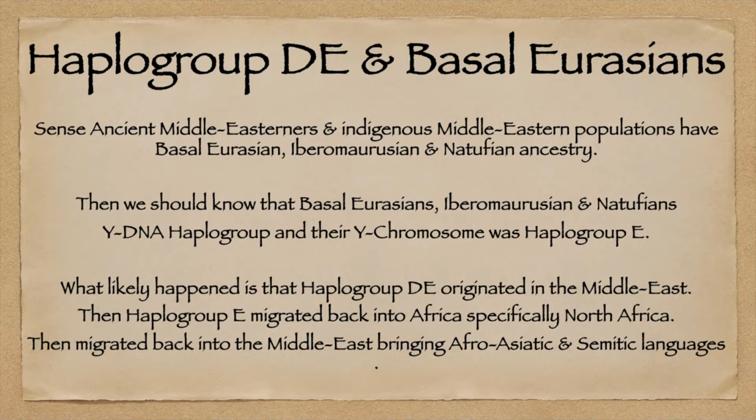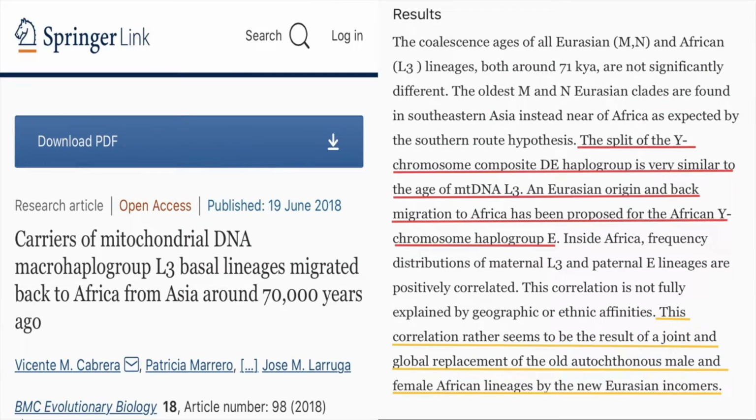What likely happened is that haplogroup DE originated in the Middle East, then haplogroup E migrated back into Africa, specifically North Africa, then migrated back into the Middle East, bringing Afro-Asiatic and Semitic languages. So this paper deals with exactly what I just said. Carriers of mitochondrial DNA microhaplogroup L3 basal lineages migrated back to Africa from Asia around 70,000 years ago.